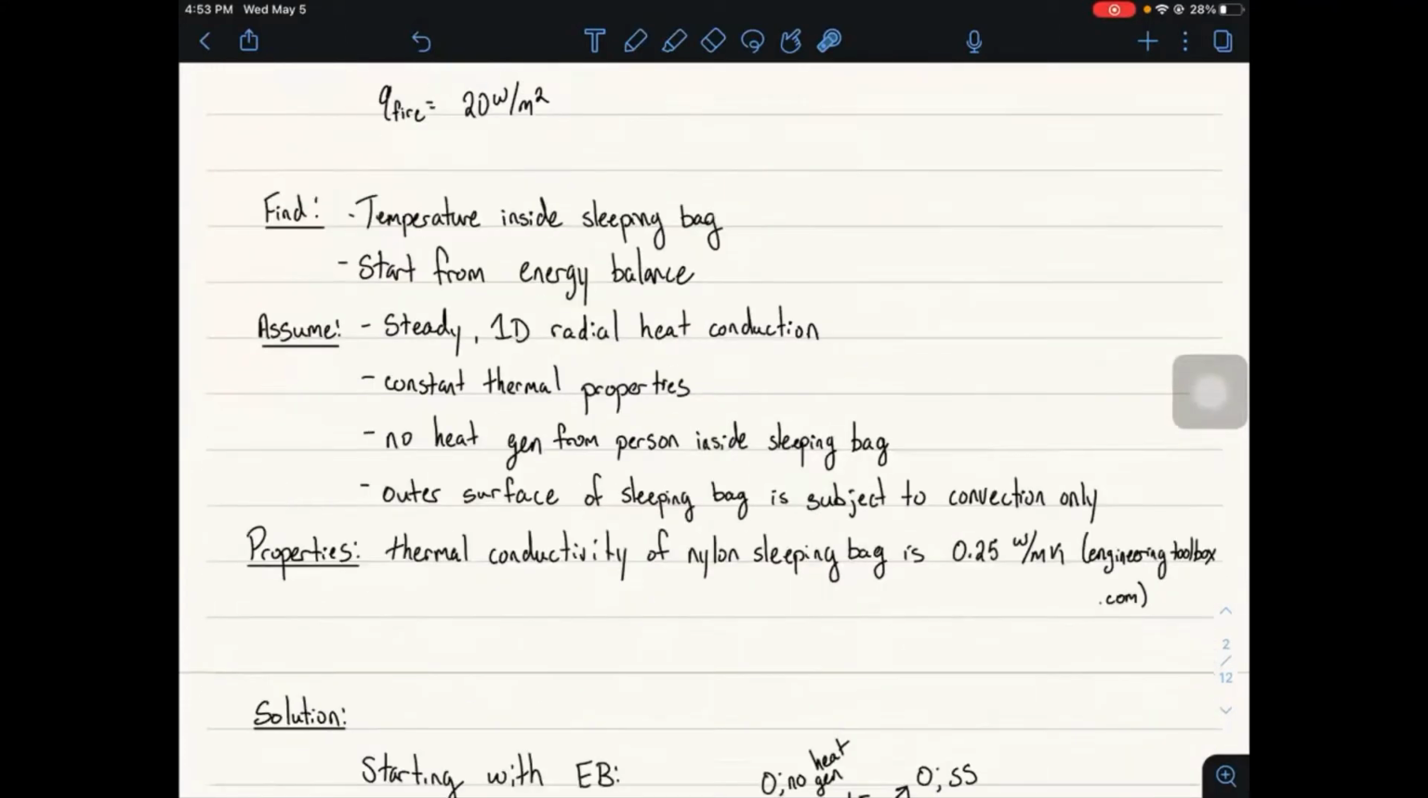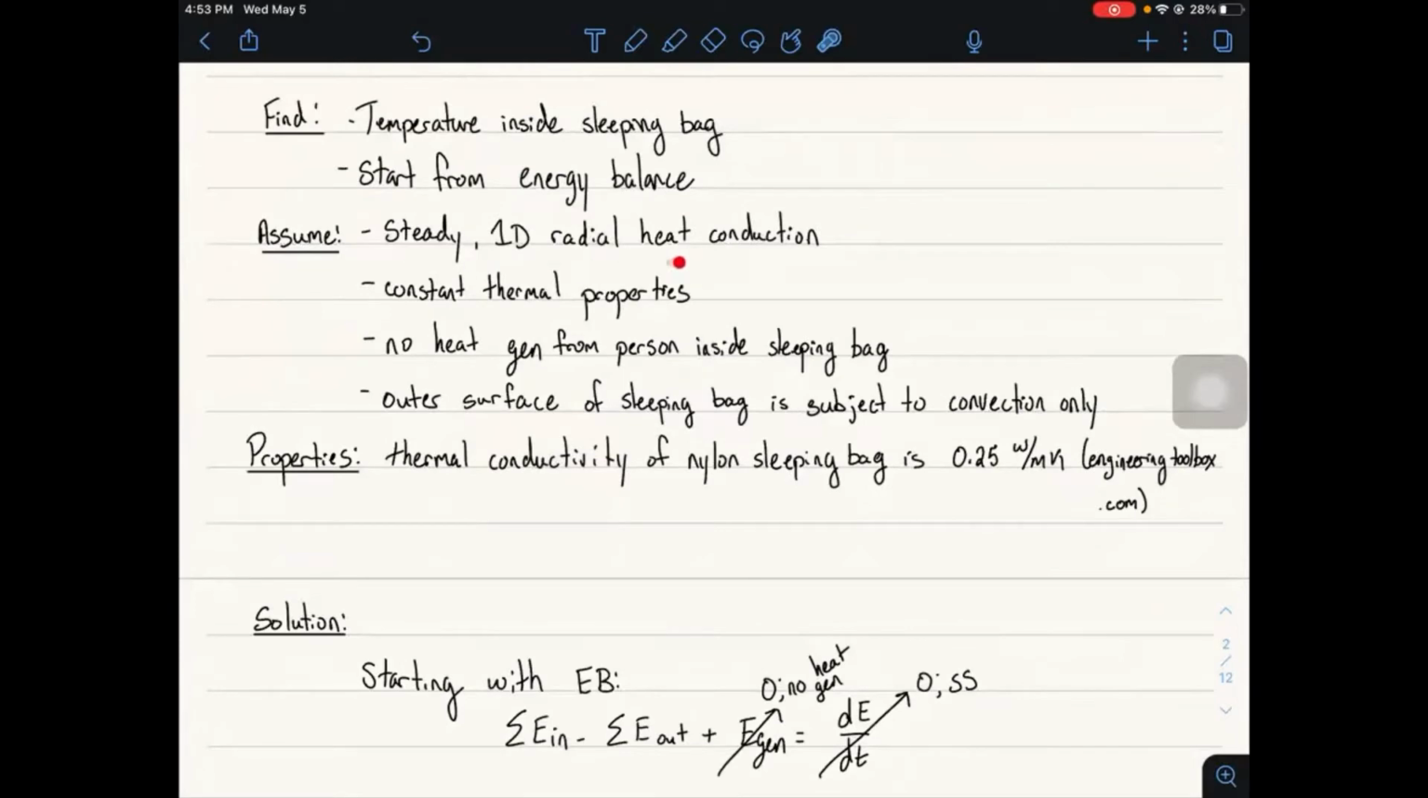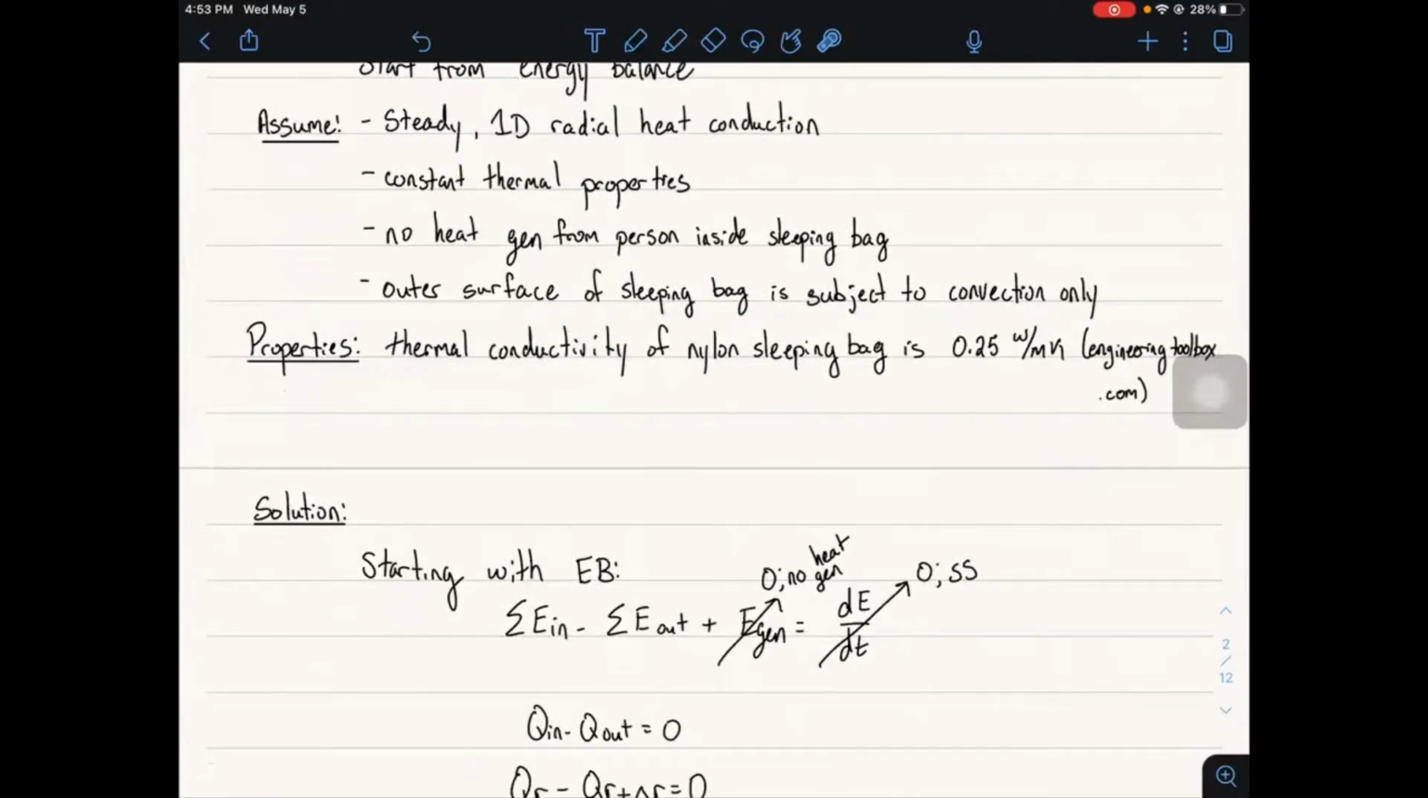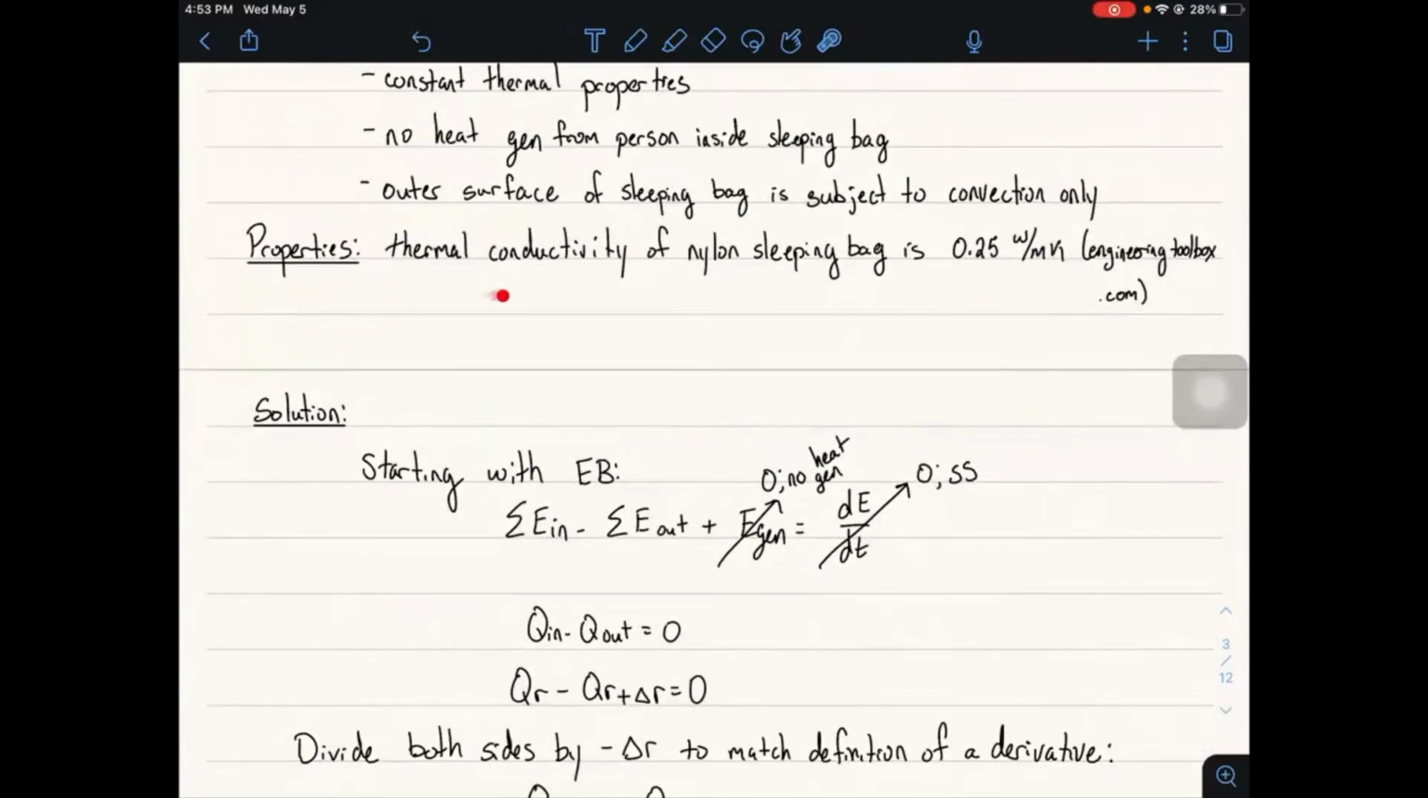Then I asked you to find the temperature of the inside of the sleeping bag, and we start from an energy balance. And so we can assume steady 1D radial heat conduction, constant thermal properties, no heat generation from the person inside the sleeping bag, and the outer surface of the sleeping bag is subject to convection only. Properties I had to look up was the thermal conductivity of a nylon sleeping bag.